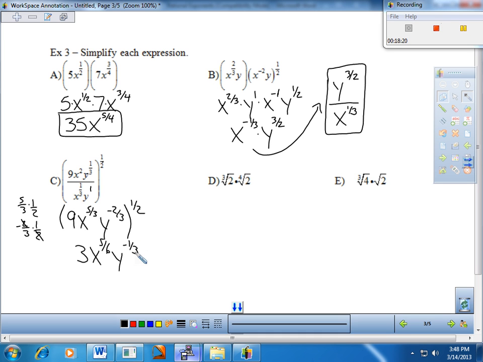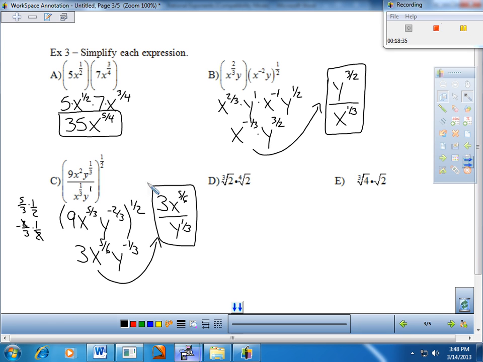Looking good. I'd probably clean that up just ever so slightly. What do you say we do a 3, x to the 5/6, and that y to the 1/3 comes down, looking great, and there's our final answer. Okay, so A, B, and C got somewhat progressively harder there, but you can see really not too bad.